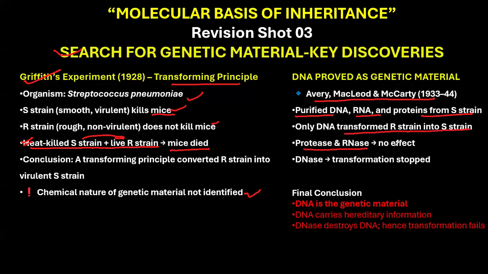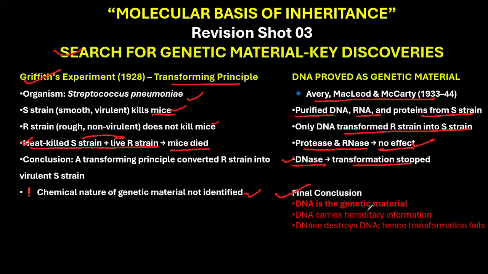Then with proteases and RNases, there was no effect when they used proteases to digest the proteins and RNases to digest the RNA. These things got digested, and it was proved that these were not the genetic material. When DNase was used to destroy DNA, then transformation stopped here. That means that DNA was the genetic material.